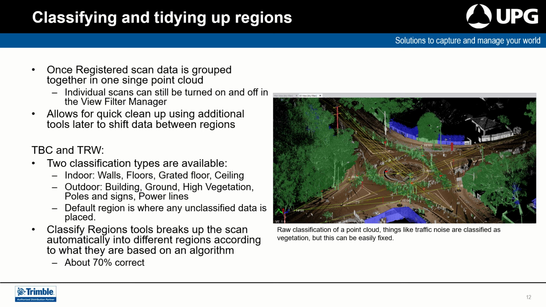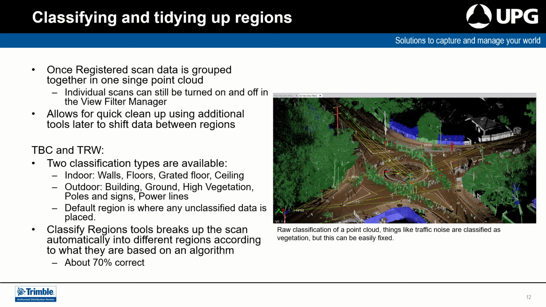There are two different types of classification that can be done in Trimble Business Center and Trimble RealWorks. There is the indoor classification, where floors, walls, graded floors, and ceilings can be extracted, and an outdoor classification where buildings, ground, high vegetation, poles and signs, and power lines can be extracted. In both cases, there is what's called a default region extracted as well, and this is where anything that can't be identified as one of those groupings is put.